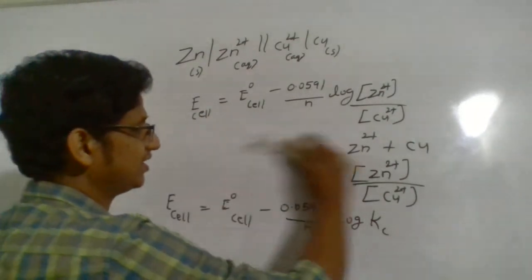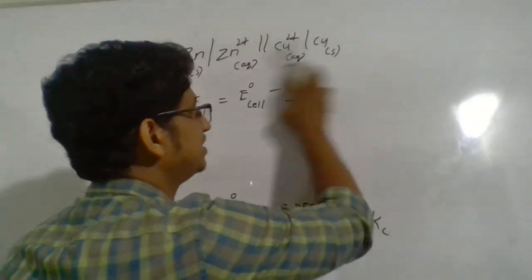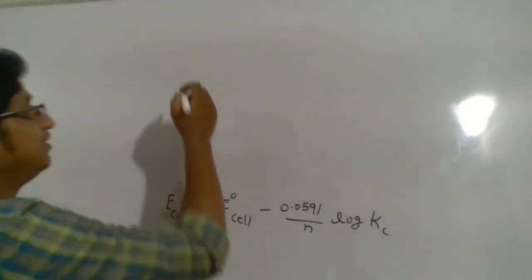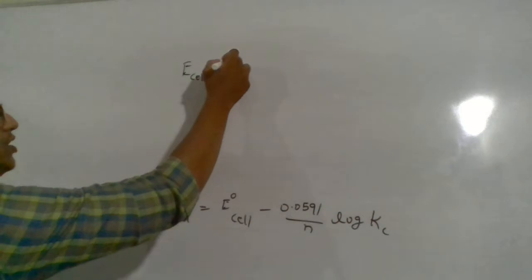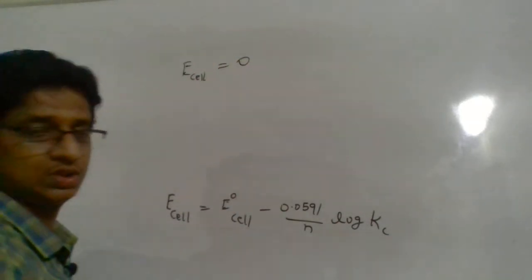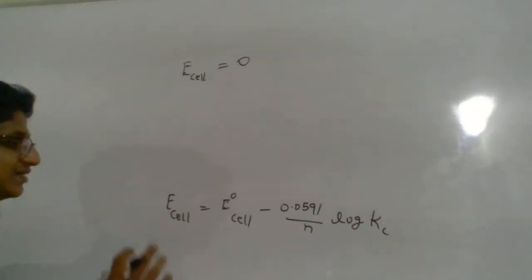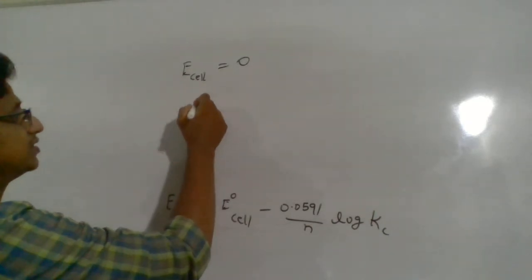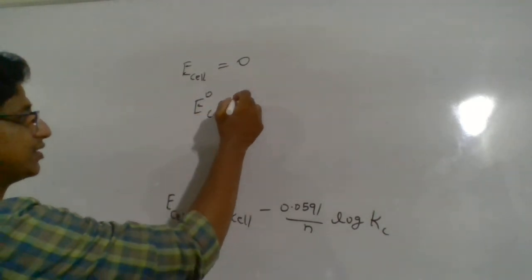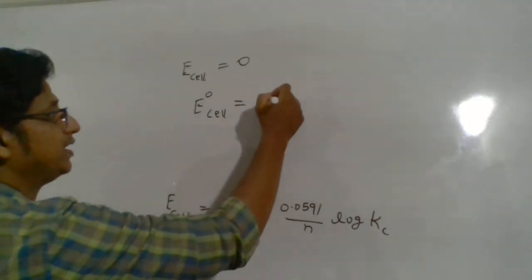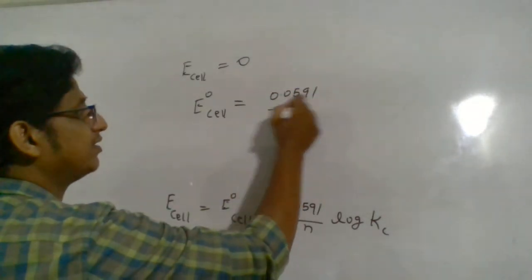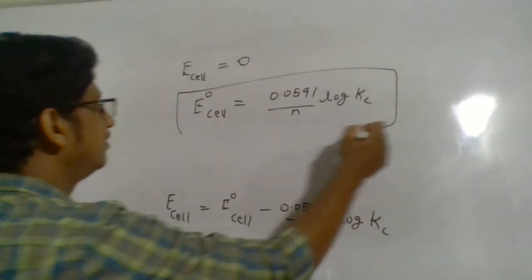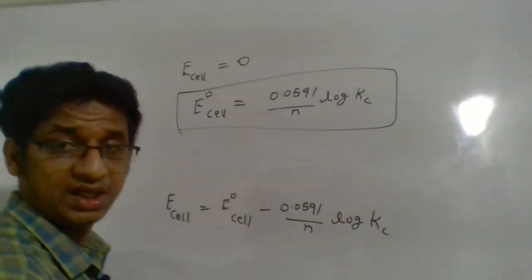We know that as the reaction proceeds, equilibrium will be achieved. At equilibrium, the cell potential will reach 0. That's the case where we say equilibrium is achieved. So E cell will be equal to 0 at equilibrium, where the cell stops working. Let us substitute here. E cell equal to 0 means E0 cell will be equivalent to 0.0591 divided by n log Kc.